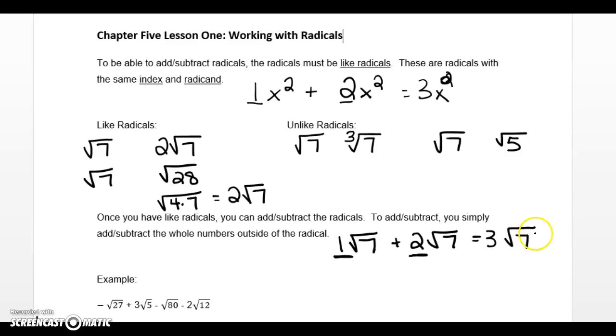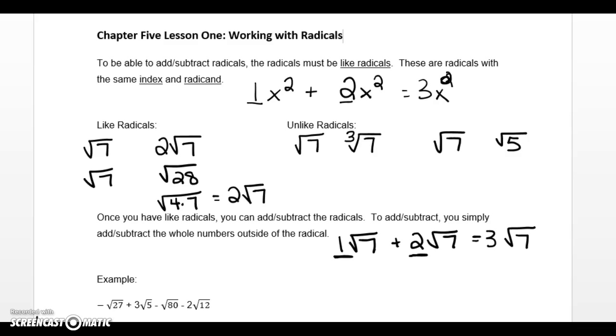So it's actually very similar to adding variables and exponents. Here we had 1x squared plus 2x squared, so you added the coefficients and left the variable and the exponent the same. Same kind of idea here when we're adding and subtracting radicals.